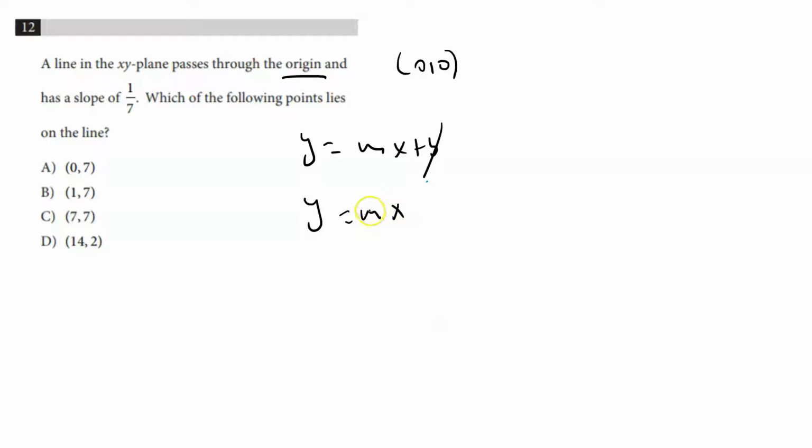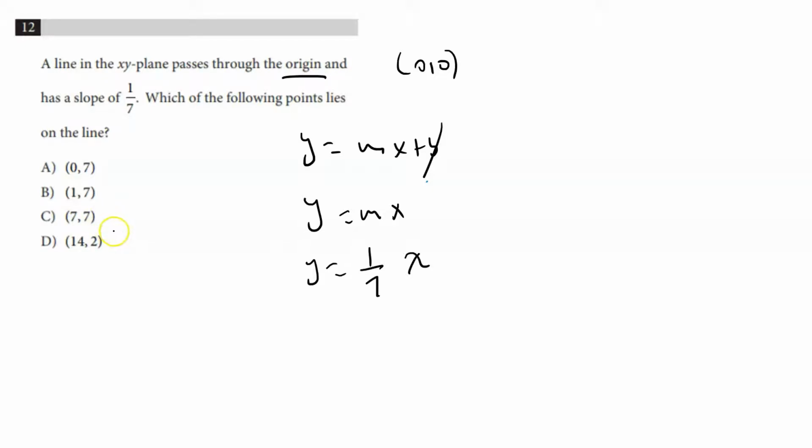And what does m mean? Well, m is just a slope. And what is the slope in our question? It's 1/7. So if we plug in 1/7 for m, we have that our line has the equation y equals 1/7 x. And then we can just pretty much see if any of these answer choices fit this relationship between x and y. I'm going to start by trying to plug in answer choice C, because that's an SAT tip right there.